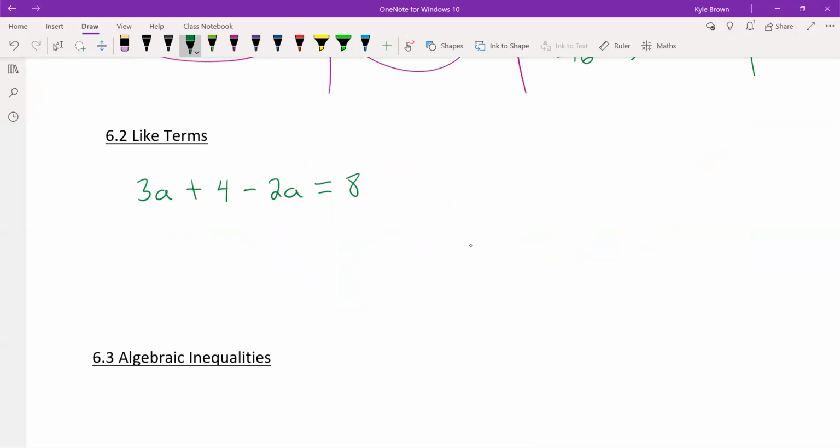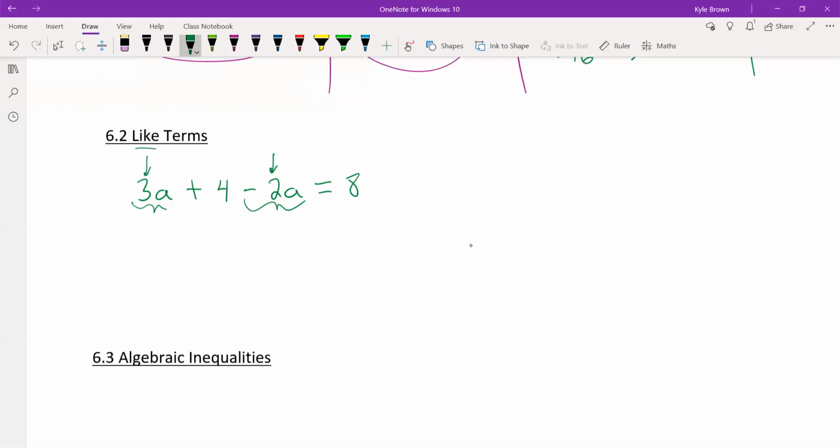All right, so remember what like terms are, right? Like terms are terms that, like the name says, are alike, but what that means is that they've got the same variable, right? So I can see that this 3a and this negative 2a, those are my like terms. Okay, so why is that important? Because if you have like terms, then all you have to do is add the coefficients out front.